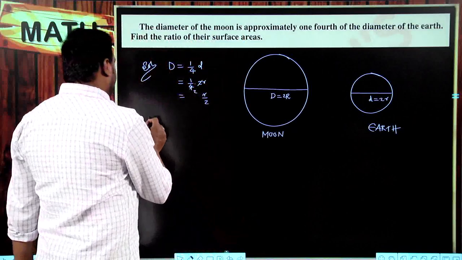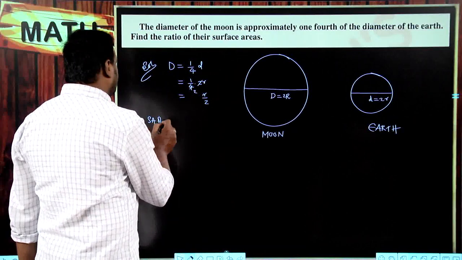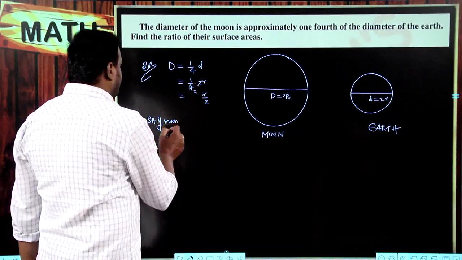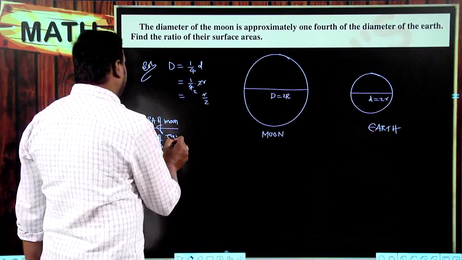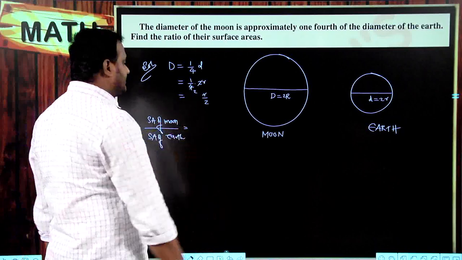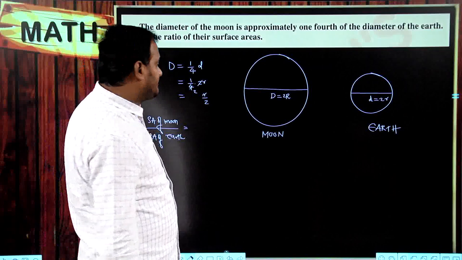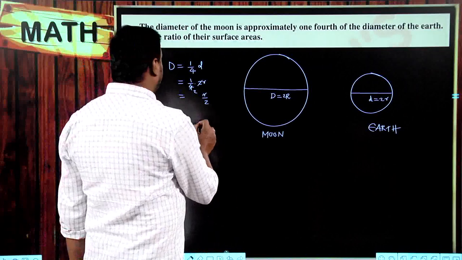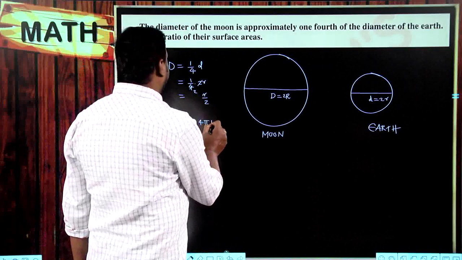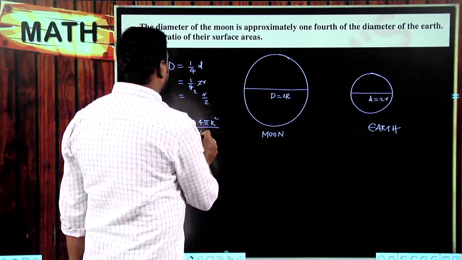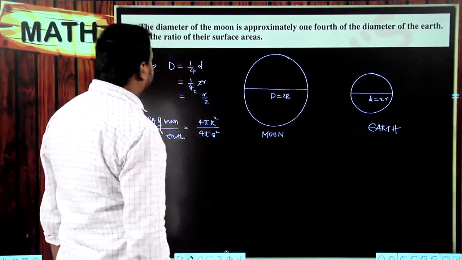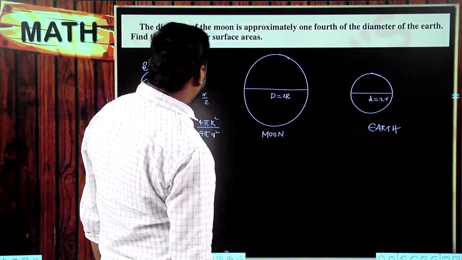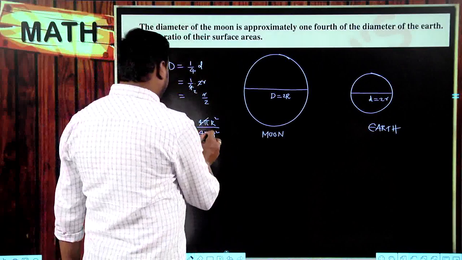So, surface area of moon divided by surface area of earth. Okay. What is the formula for surface area of sphere? Surface area of sphere is equal to 4 pi r square. So, 4 pi capital R square divided by 4 pi small r square. Of course, 4 pi gets cancelled.